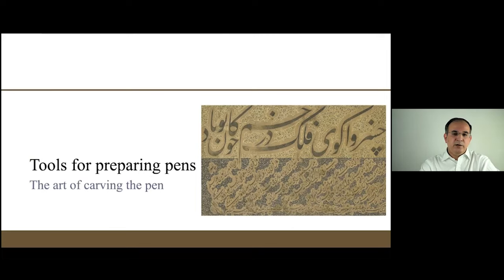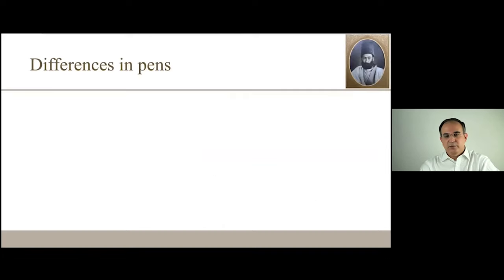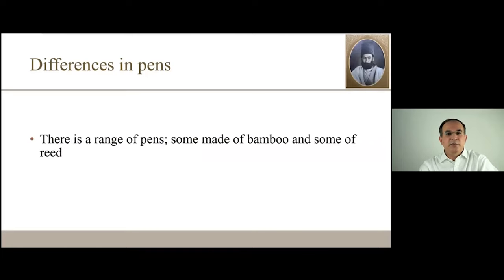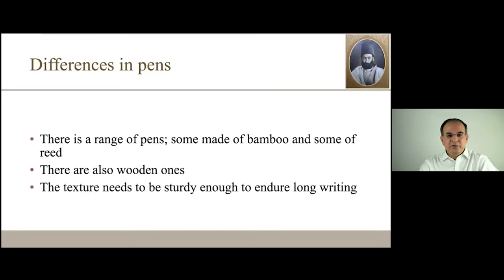So again, I'm going into the details of what I've explained so far, which is the tools for preparing the pens. When you begin with the pens themselves, there are differences in pens. There's a range of pens. Some of them are made of bamboo, some of them are made of reed, and there are also wooden ones. The texture needs to be quite sturdy or steady enough to endure longer writing.